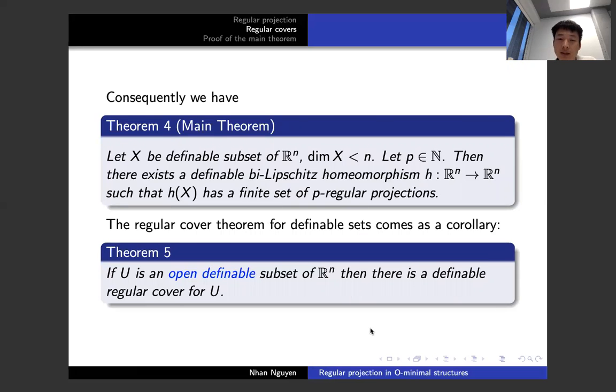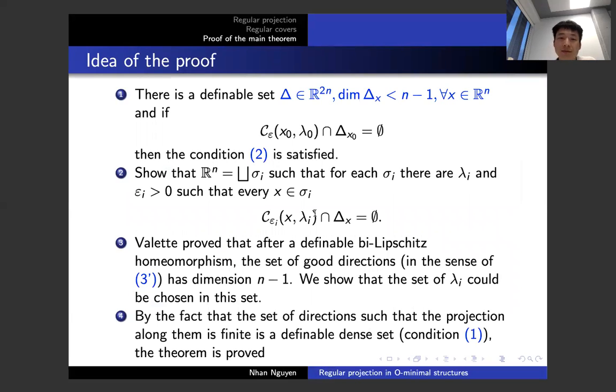So let me move to the idea of the proof. First we are going to find a set delta in R2n such that the dimension of the fiber of delta at x, for every x in Rn, is smaller than n minus 1. This means the set delta is not very big. So we consider delta as a Baire set in this case. And delta satisfies the condition that if the cone at x0 with radius epsilon intersected with the fiber of delta at x0 is empty, then condition 2 is satisfied.